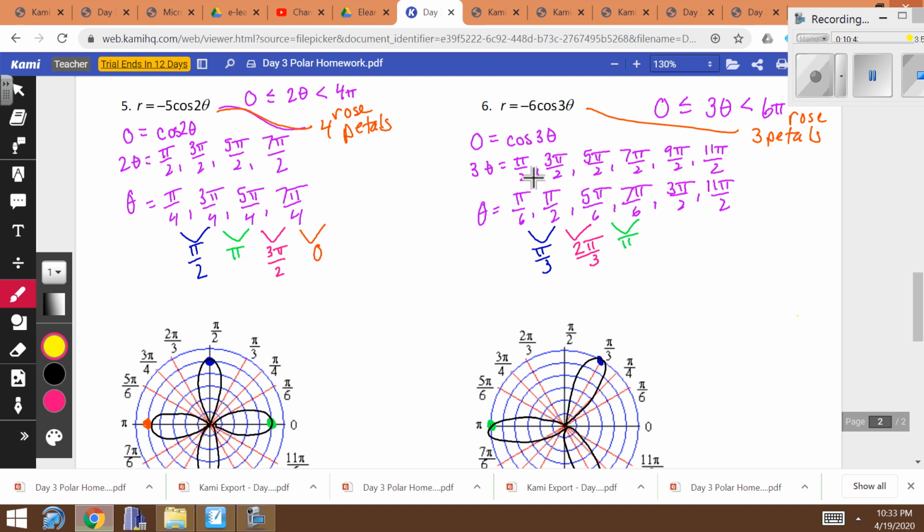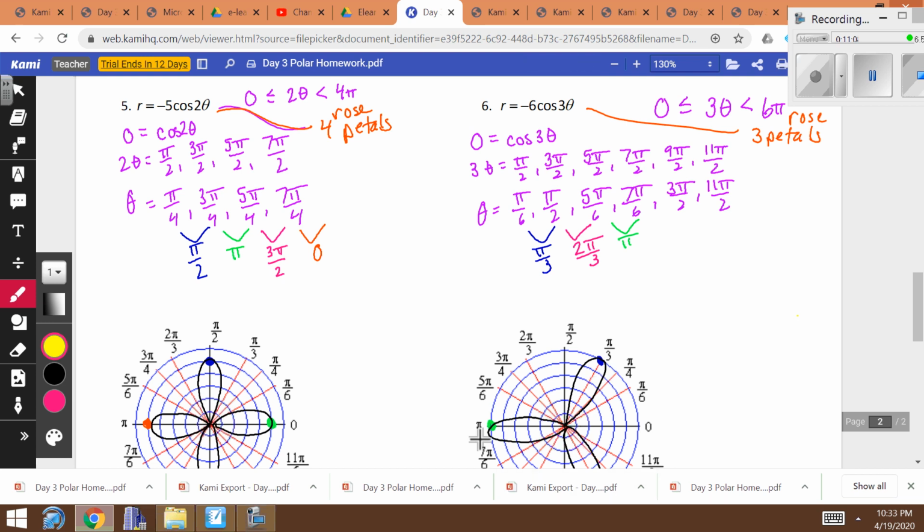Sorry, guys. We end up getting our 6 values here, but again, we know there's only going to be 3 petals, so I just stuck to the first 3. But again, be really careful with your positives and your negatives. If you sub it in, 3 times pi over 3 would give us pi. We know the cosine of pi is negative 1. So negative 6 times negative 1 gives us positive 6. So we are at pi over 3.